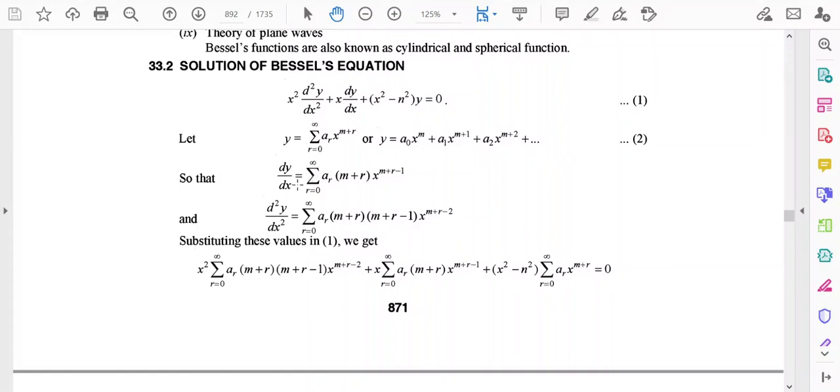Now we can find dy by dx from this expression. This is the value of dy by dx: the summation of ar (m plus r) x to the power m plus r minus 1. Again we can also calculate d square y by dx square, which will be ar (m plus r)(m plus r minus 1) x to the power m plus r minus 2. Now we will substitute the values of y, dy by dx and d square y by dx square in the given equation 1.